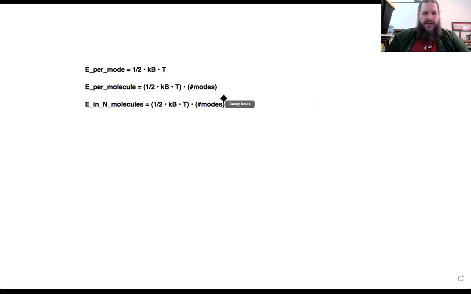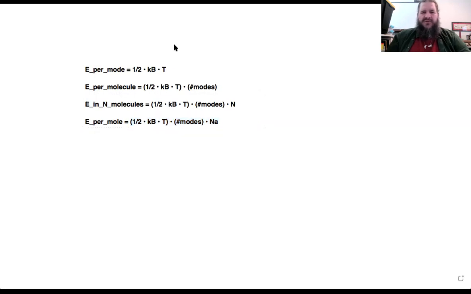Avogadro's. Right, if we use Avogadro's number, that means we're talking about 1 entire mole. So the energy per mole would be that same formula, but with the number of molecules, specifically Avogadro's number, 600 hextillion, 6 times 10 to the 23rd. So this could be used as a formula for the energy in 1 mole.